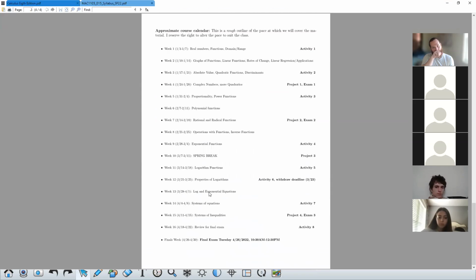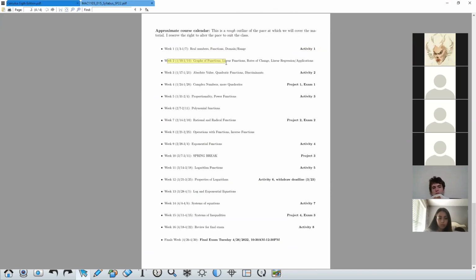Here's the course calendar. These dates are approximate, they may change, but this is roughly what we're going to cover and when we're going to cover it. So this week, we're going to talk about real numbers, functions, and the concept of domain and range. We're going to do our first activity. Since we only have one class this week, that first activity is going to be bumped to next week.